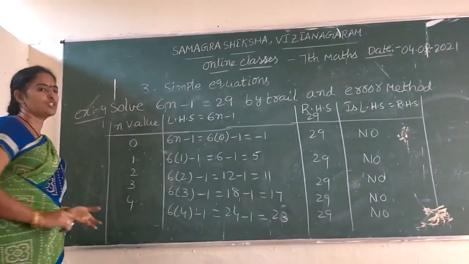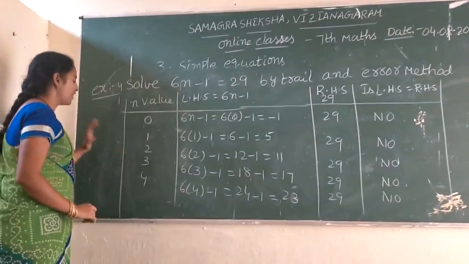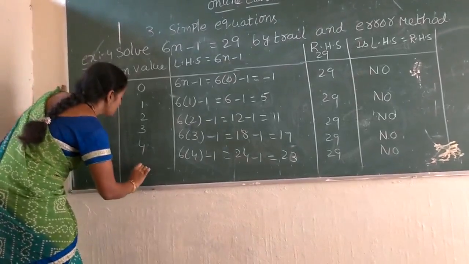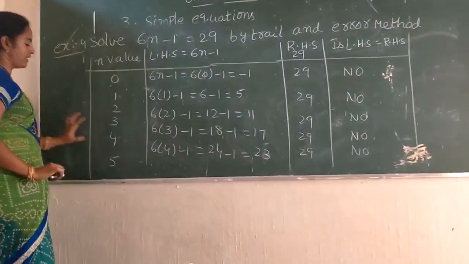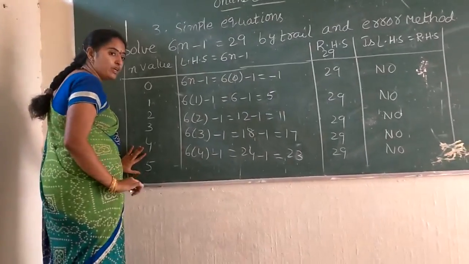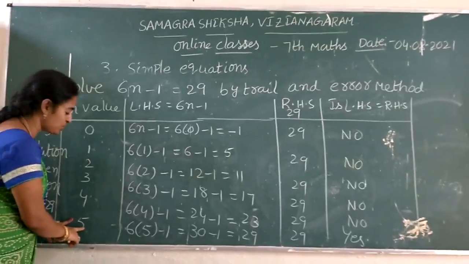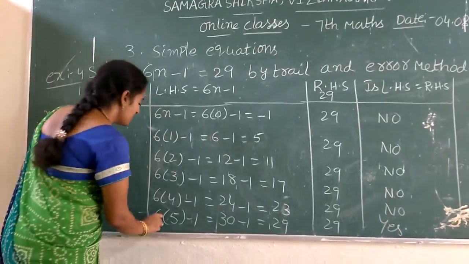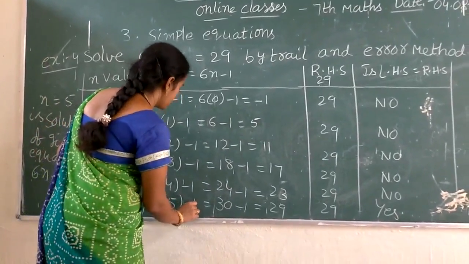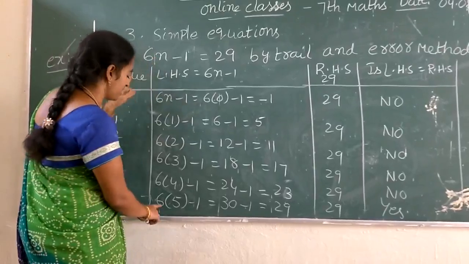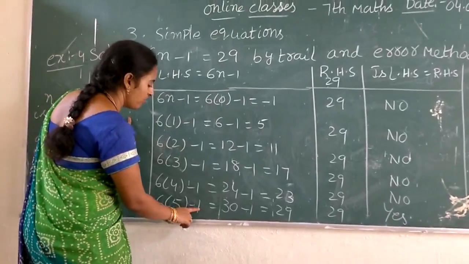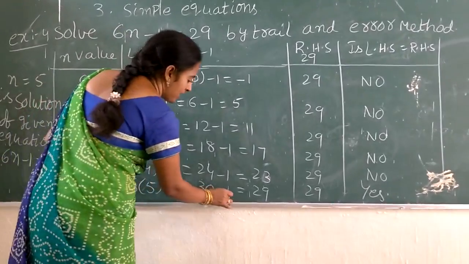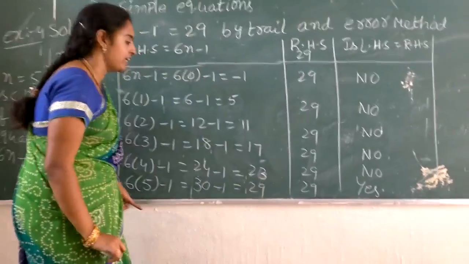Next, substituting another value, n equal to 5. Now we have to substitute n equal to 5 in the LHS, 6 into 5 minus 1. 6 into 5 minus 1 will become 6 fives are 30, minus 1 equals 29.